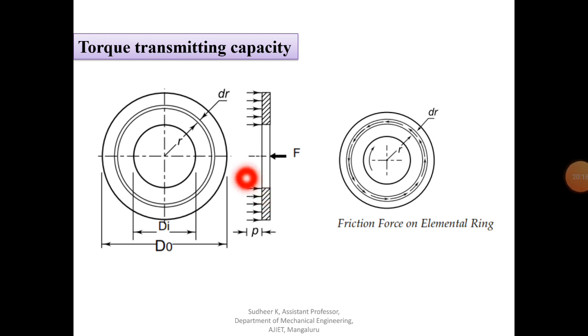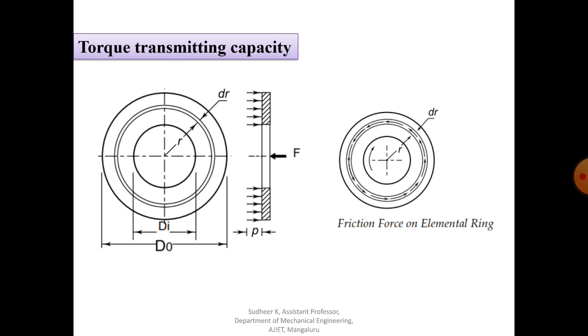Next important topic is we have to derive one of the important derivations in this chapter, that is the torque transmitting capacity of a single plate clutch. Here we can see this is the friction disc of a single plate clutch. So we have to derive the torque capacity of the clutch.